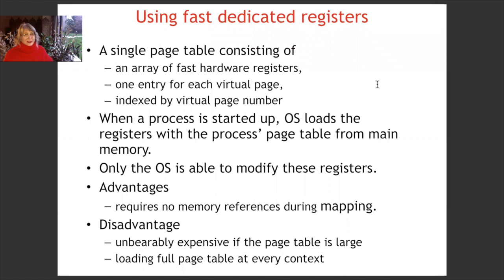Let's assume that there is a single page table consisting of an array of fast hardware registers, one entry for each virtual page, and indexed by virtual page number. When a process is started up, the operating system loads the registers with the process page table from main memory. Only the operating system is able to modify these registers. The advantage is that it requires no memory references during mapping. Disadvantages are that it is unbearably expensive if the page table is large, and also loading the full page table at every context switch is needed.